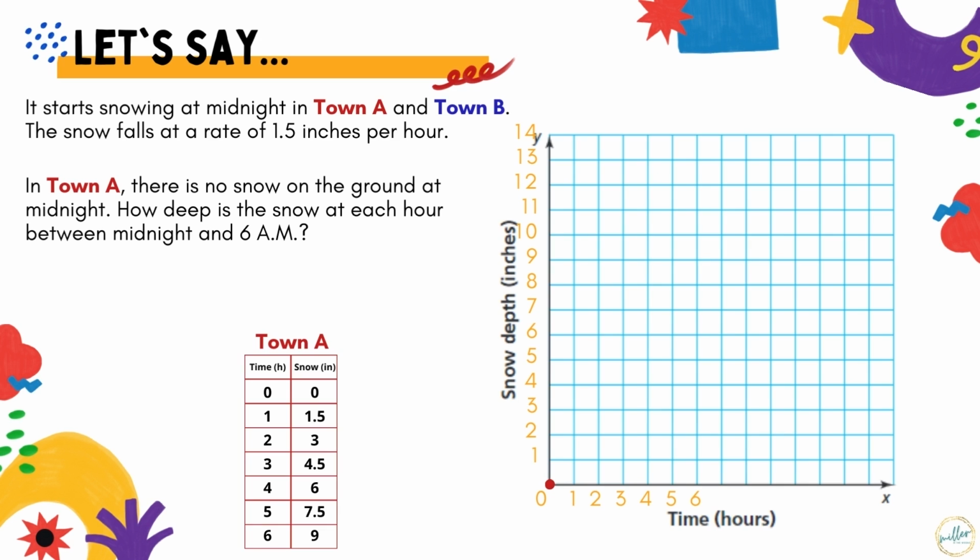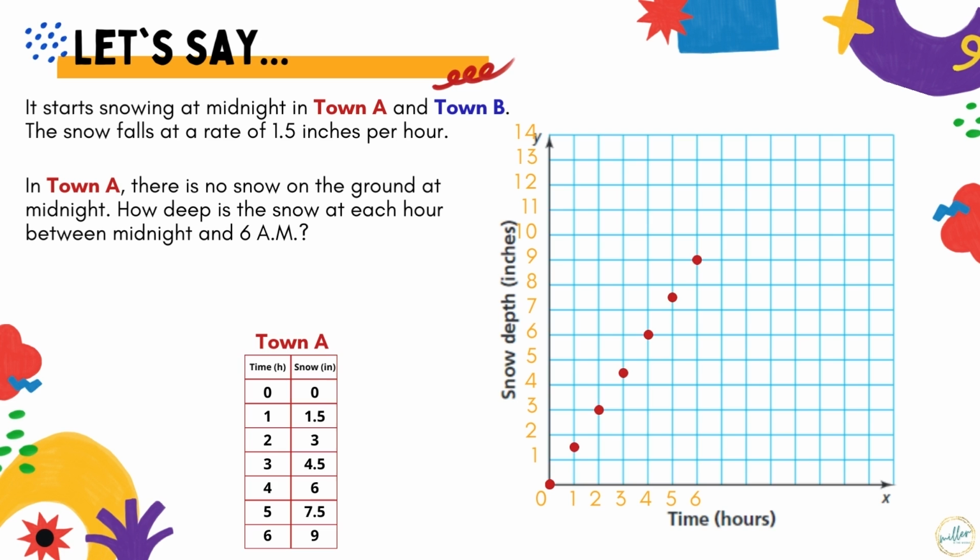At midnight, or 0 hours, we have 0 inches of snow. But by 1 a.m., we have 1.5 inches of snow. At 2 a.m., there are 3 inches of snow. At 3 a.m., there are 4.5 inches of snow. At 4 a.m., there are 6 inches of snow. At 5 a.m., there are 7.5 inches of snow. And finally, by 6 a.m., there are 9 inches of snow on the ground.